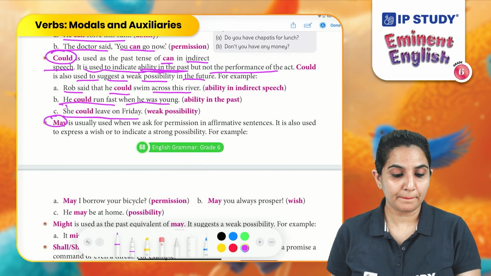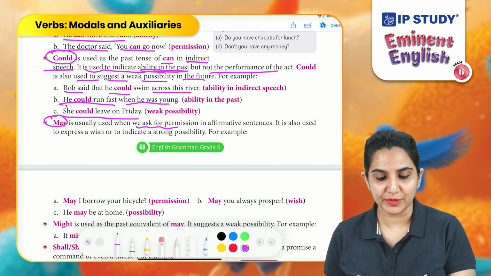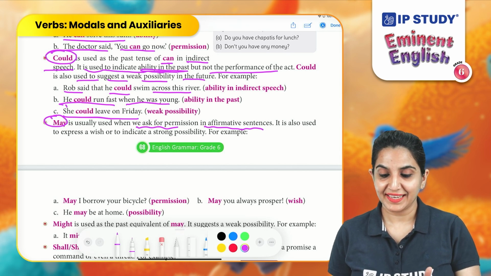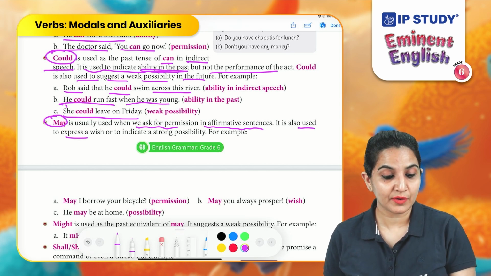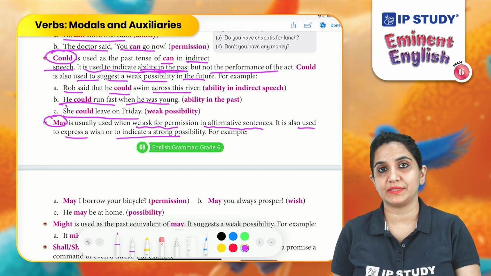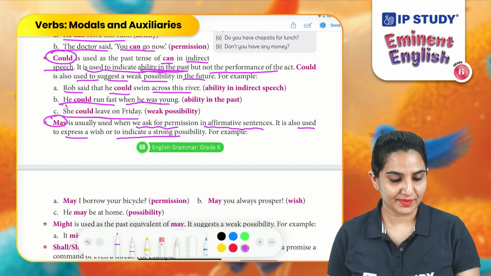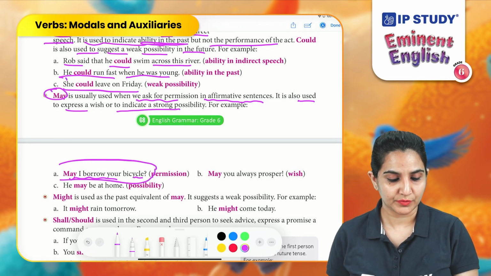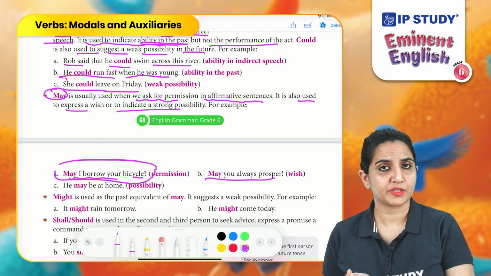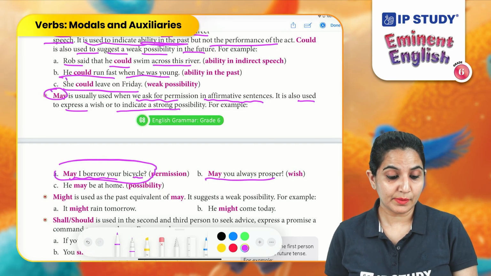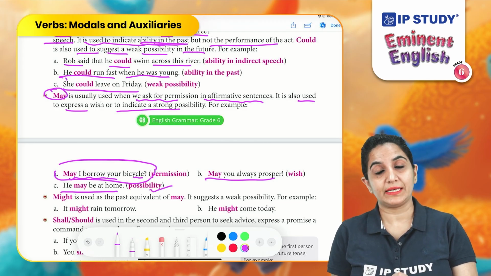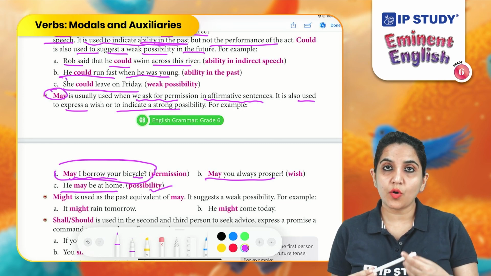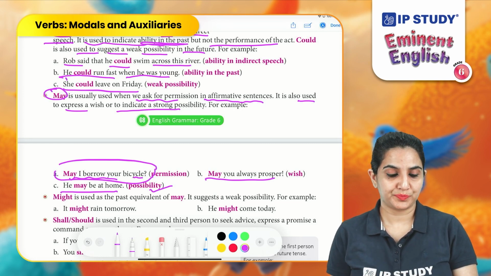Another modal auxiliary, may. May is used when we ask permission in affirmative sentences, such as, may I come in now, right? It is also used to express a wish or to indicate a strong possibility. Let us understand with examples. May I borrow your bicycle? Now this is permission, right? May you always prosper? This is a wish. He may be at home. Now this is a possibility. So may expresses the permission, the possibility, and also indicates the wish.